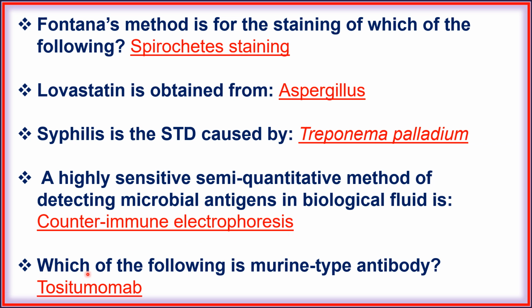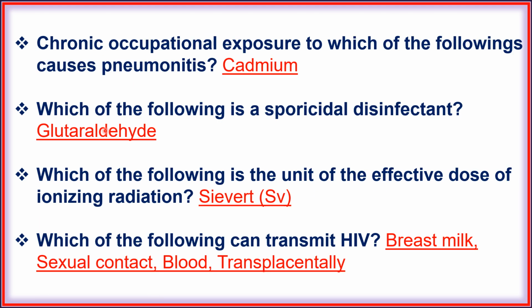Next, which of the following is murine type of antibody, that is tocilizumab? Next, chronic occupational exposure to which of the following causes pneumonitis, that is cadmium? Next, which of the following is a sporocidal disinfectant, that is glutaraldehyde?